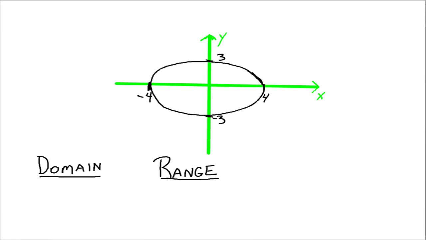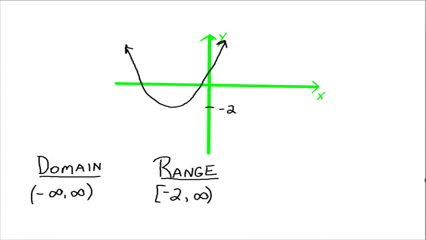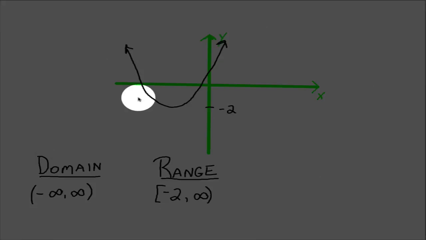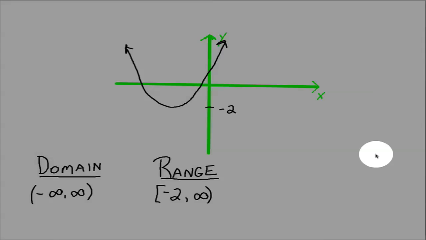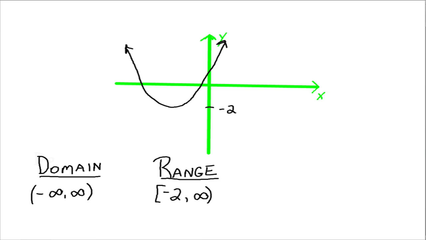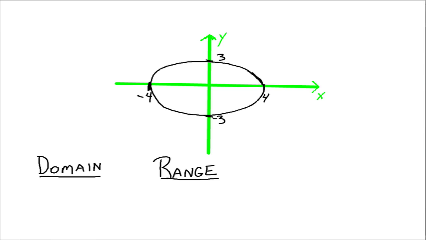Not a function. Back here with the parabola, when you draw your vertical lines, no matter where you draw a vertical line, it only hits your graph 1 time. So it is a function. So the vertical line test is the easy way to determine if your graph is the graph of a function.